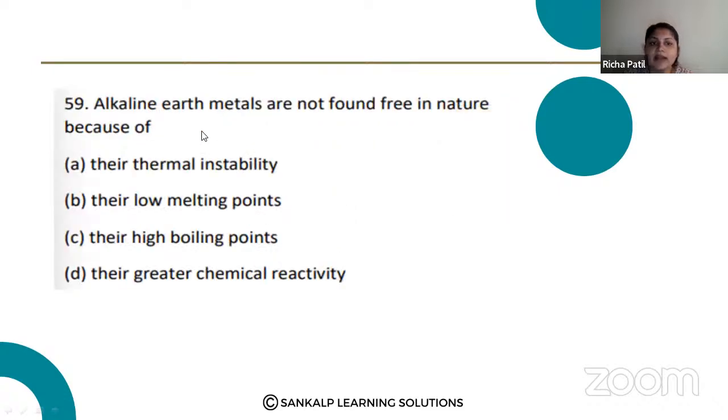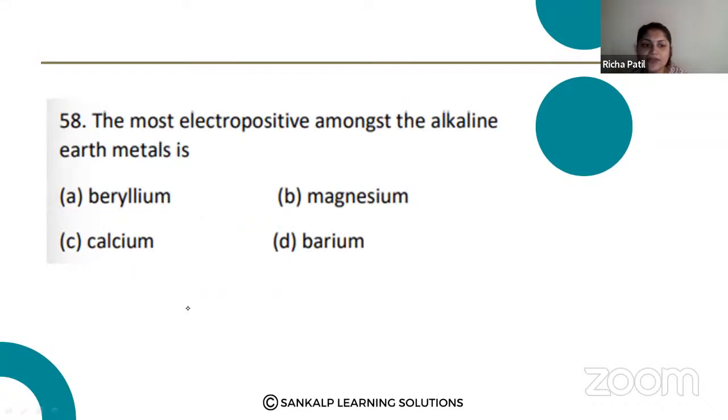Alkaline earth metals are not found free in nature. Why? What is the reason? Because of their greater chemical reactivity. D is the reason, because of their chemical reactivity.